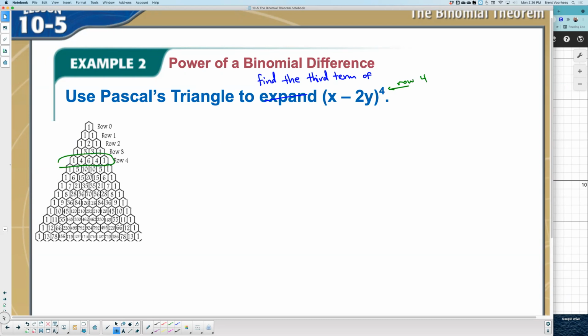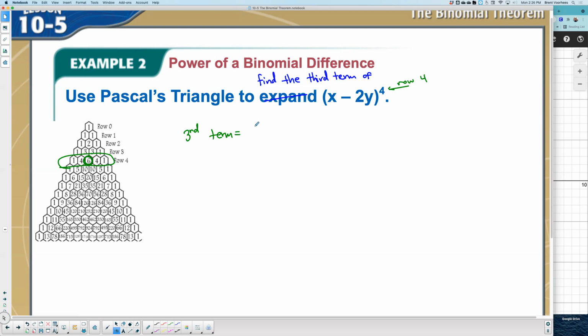Here's our values. And if you were looking for the third term, you could just count across to find your Pascal's number. So this is the first, second, third. You see how I'm landing on a 6? You see how I have a 6 there? Yes, no? Okay, that's going to be the third term. So here's how I would use Pascal's to find the third term.